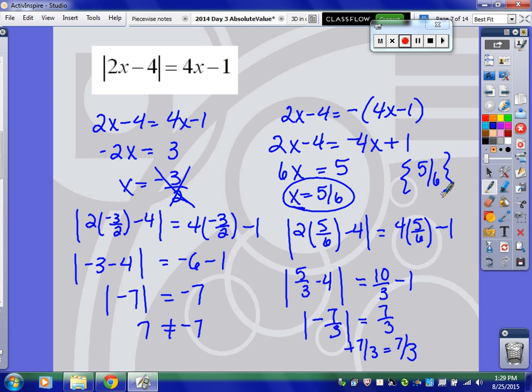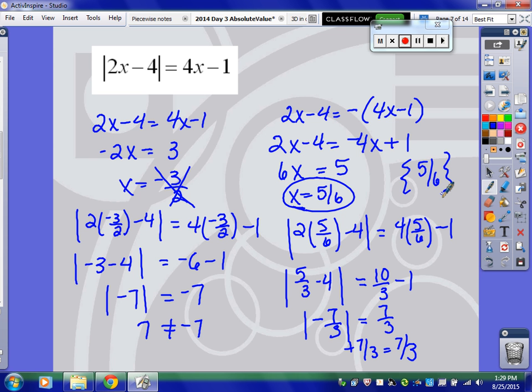Okay, kind of a hint, if you see x's on both sides of an absolute value equation, make sure you check for extraneous solutions. If an absolute value is set equal to a negative value, that's another time you're going to get something that might not work. Okay, so look out for things like that. All right, so those are equations.